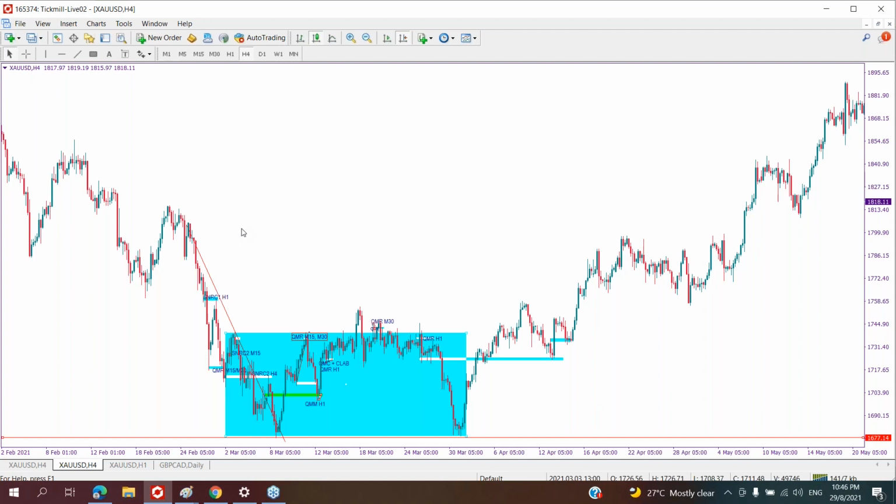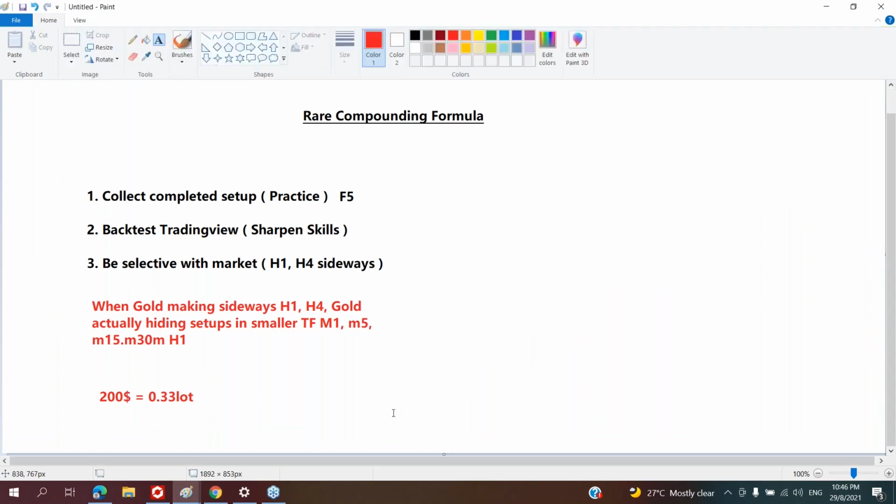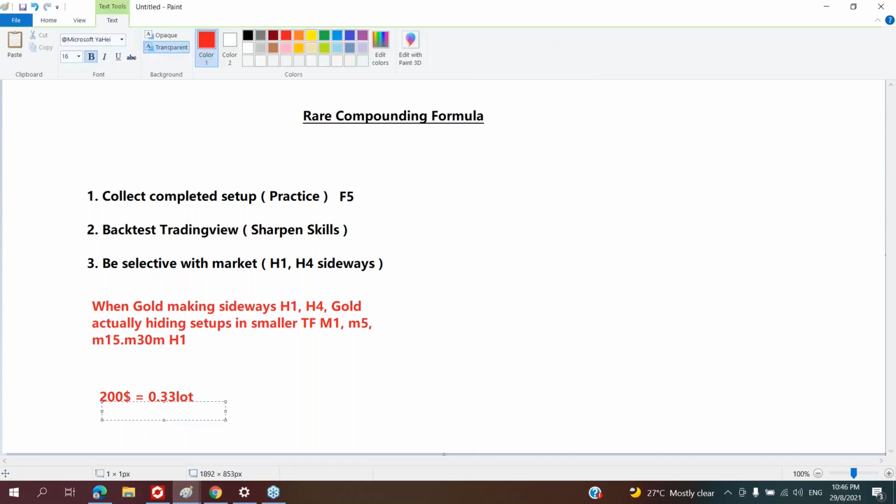If $300, you would use 0.5 lot. Till what amount will you change the lot size? If I start with $300, I will use 0.5 lot.